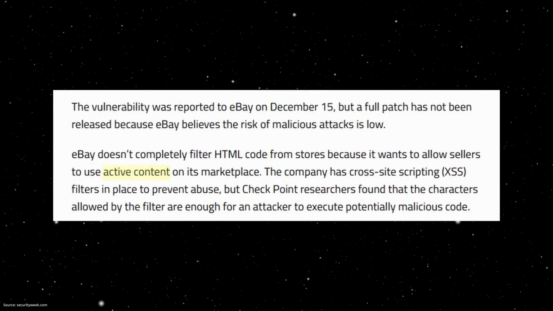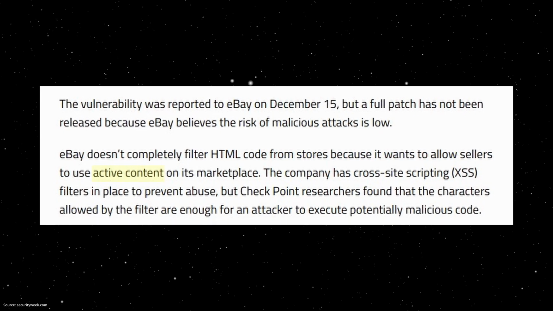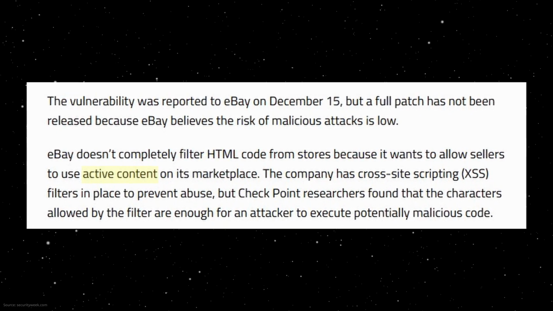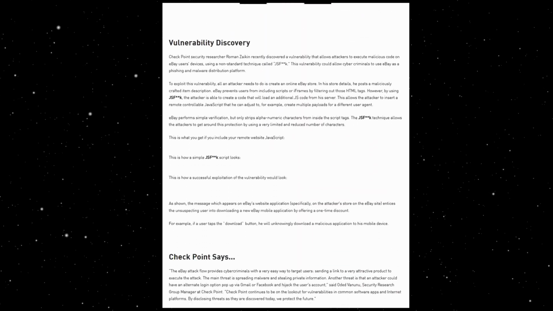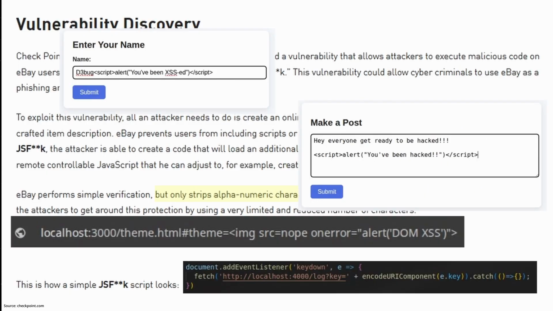Now, eBay allowed users to use active content in the description of their listings. Although they did filter this active content, since allowing users to write any JavaScript they wanted is a blatant security risk. But the filter that they used only stripped alphanumeric characters from inside the script tags. This means that you couldn't use any numbers or letters, so any of the examples that we've looked at today wouldn't work since all the characters would be stripped away.